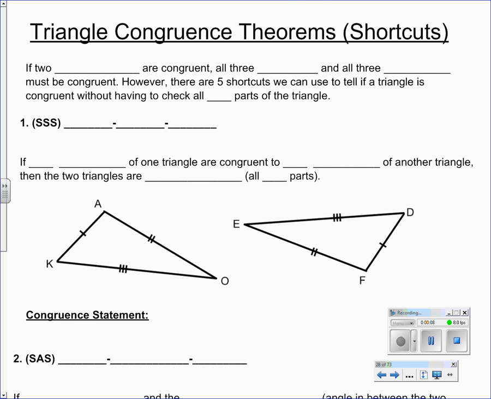This is our video for Unit 7, Day 2. So today we're going to talk about some congruence theorems for triangles. That's going to build off what we talked about yesterday in terms of similarity and congruence.